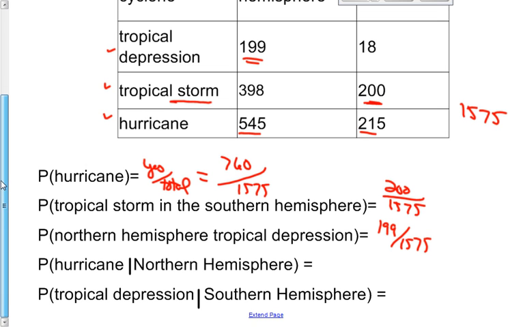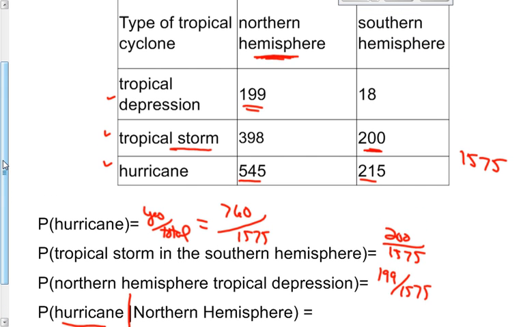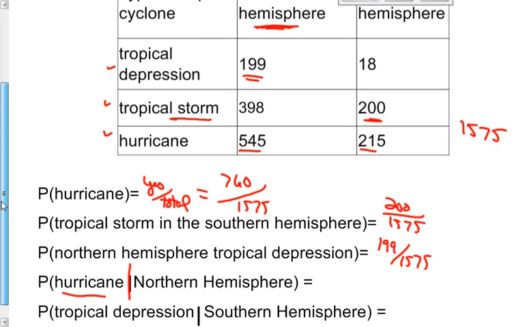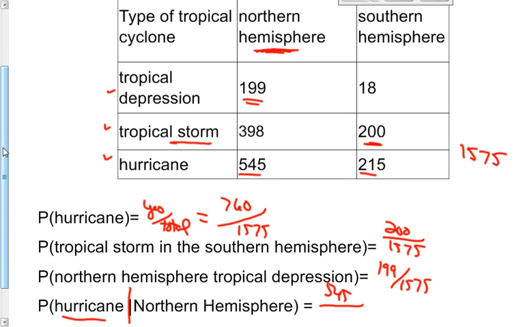Now the next two questions use the dependent notation. What's the chance that I have a hurricane knowing that I'm only in the northern hemisphere, or given that I'm only in the northern hemisphere? So if we look at our chart, here's the northern hemisphere. That is going to be my new total, the total of each of these three numbers added together. And I am specifically looking for the hurricanes in the northern hemisphere. So hurricanes is 545, and my new total is what I get when I add 199 plus 398 plus 545.